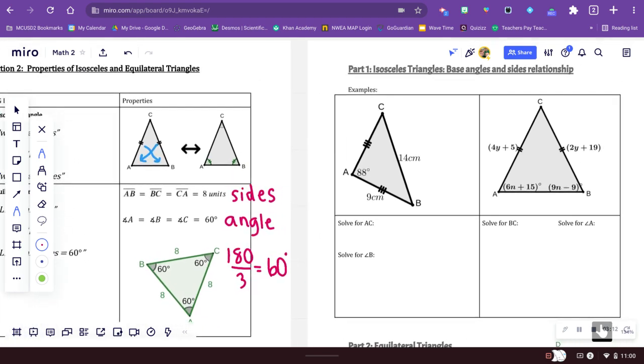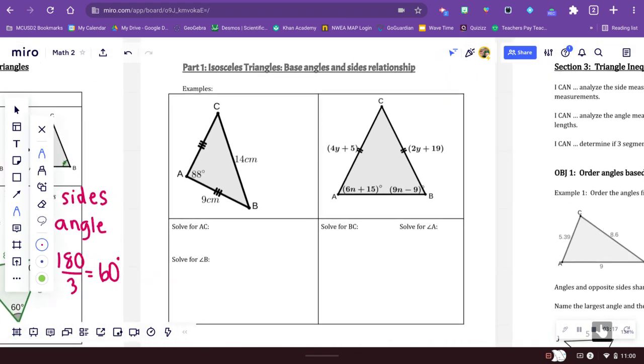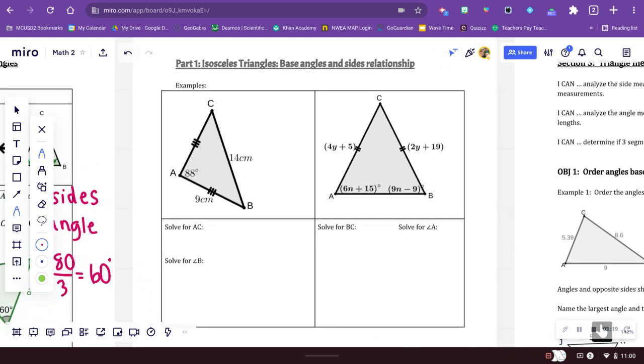So let's look at some examples. Let's first focus on just the isosceles triangle. So that's the angle relationship, the two angles that are equal, and then we also have two sides that are equal. So in our first triangle on the left, our first goal says here to solve for AC. So AC represents the side of the triangle. So how long is it from point A to point C?